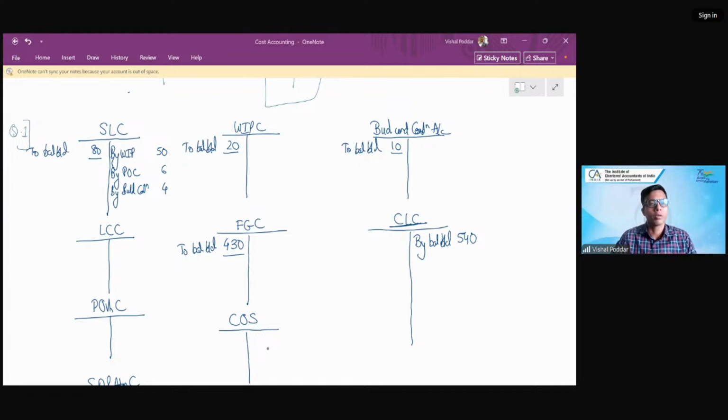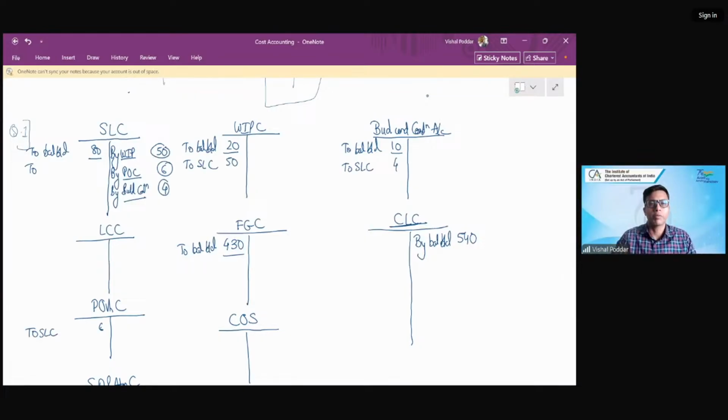Now, material issued for production, issued for maintenance, issued for building construction. I will immediately give the second effects. So to SLC, the second effect of this, then again to SLC, the second effect of this, and again to SLC, the second effect of this.